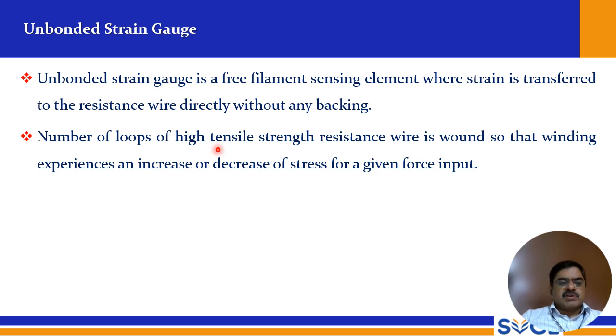Unbonded strain gauge: there is no backing material. It is a free filament sensing element in which strain is transformed to the resistive wire directly without any backing. So just a loose wire is used. A number of loops of high tensile strength resistance wire is wound so that the winding experiences an increase or decrease of stress for a given force input.